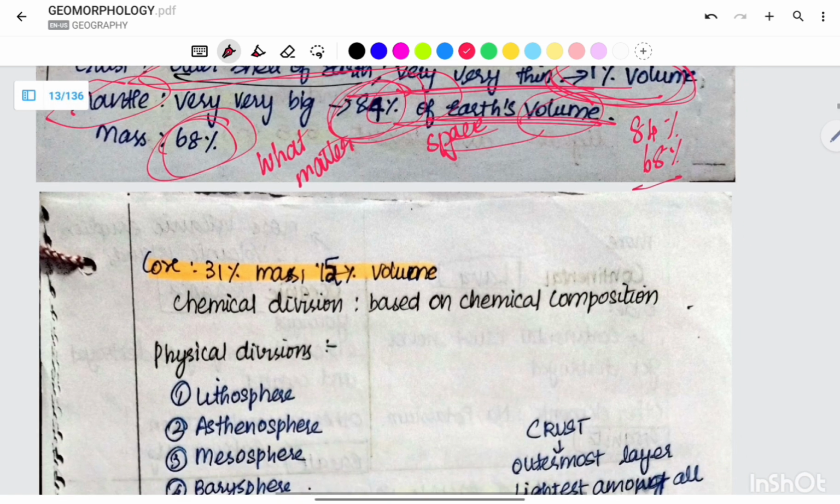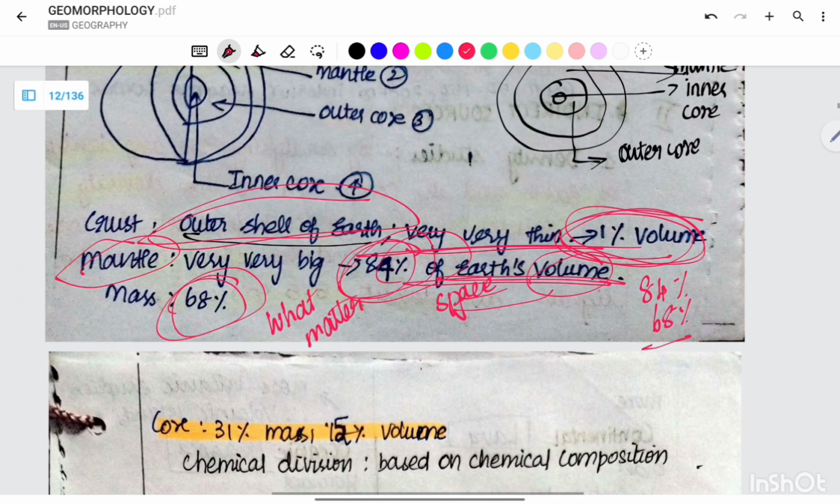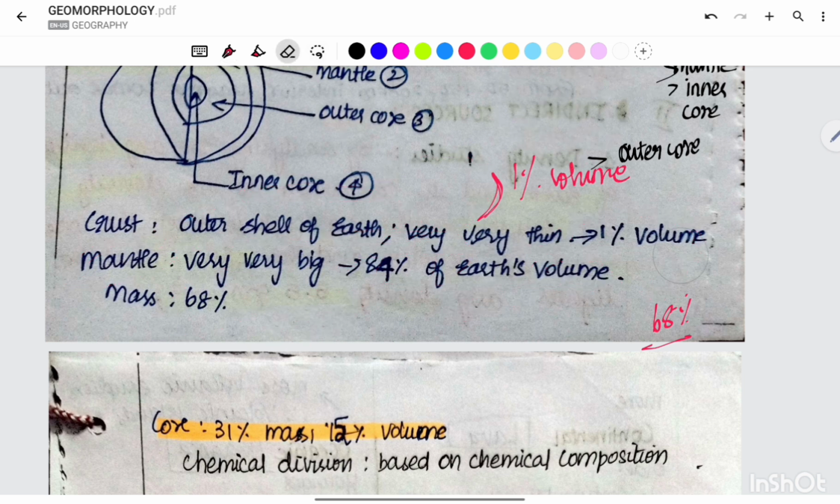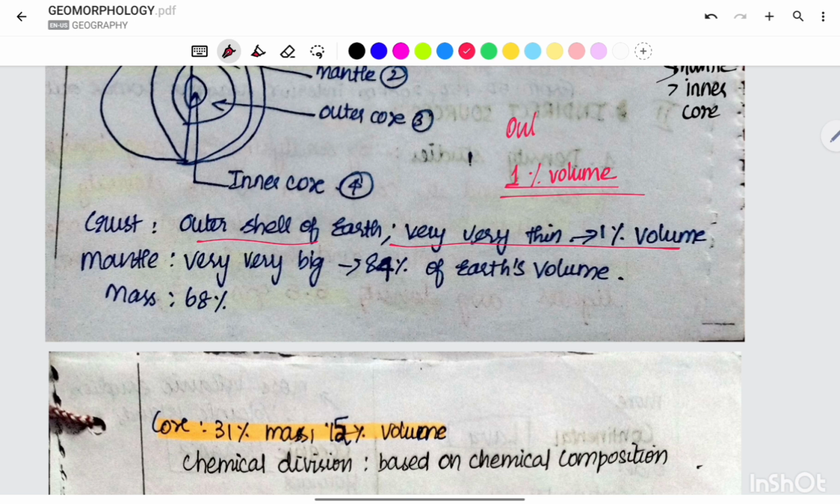Crust is occupying only a very outer shell. It is just like the shell of an egg. The shell of the egg is very very thin, just 1% of the volume, right? The similar is true for the crust. So we have the crust as the outer shell of the earth. It is very very thin and it is 1% of the volume.